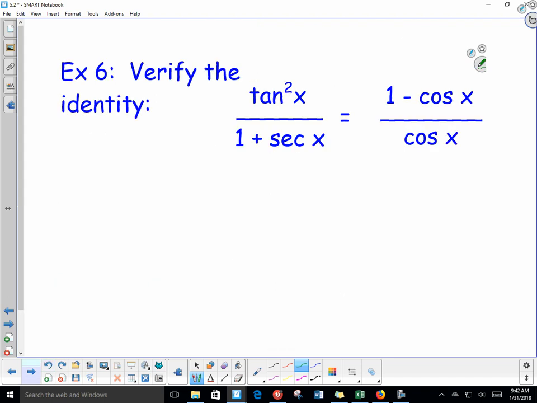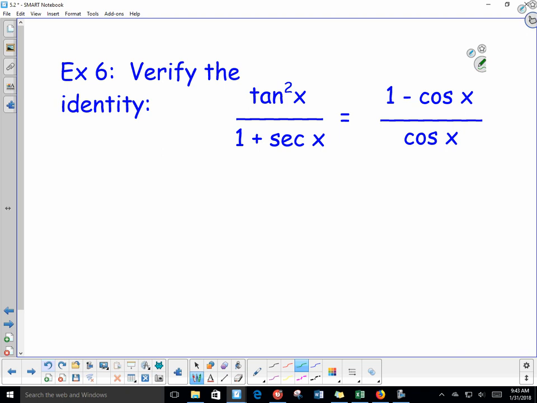All right, let's take a look at this one, number 6. We are verifying this identity. Which side looks like the more complicated side? I would say the left side here. Can we divide out this cosine x here with this cosine x? That would be a no, right? Because the cosine in the numerator is a term, not a factor. So I just want to remind you of that.